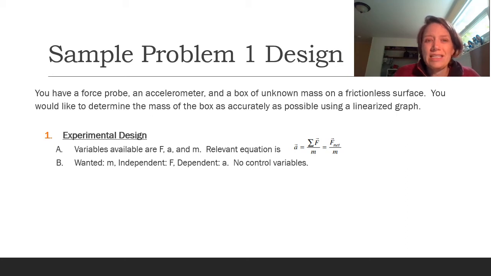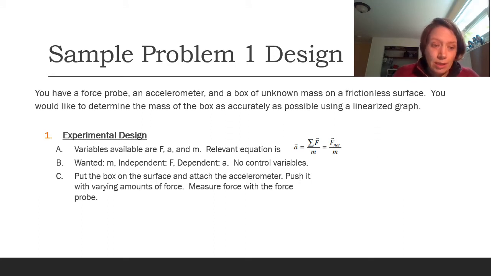Independent is the one that it's easiest to tinker with and adjust manually. Accelerometers measure acceleration, but they don't really control acceleration, whereas force probes, you can push them harder or lighter and control the force. So I would make the force my independent variable, and my dependent variable acceleration. Those are the only three variables in that equation, so I don't need to have any control variables in this scenario.